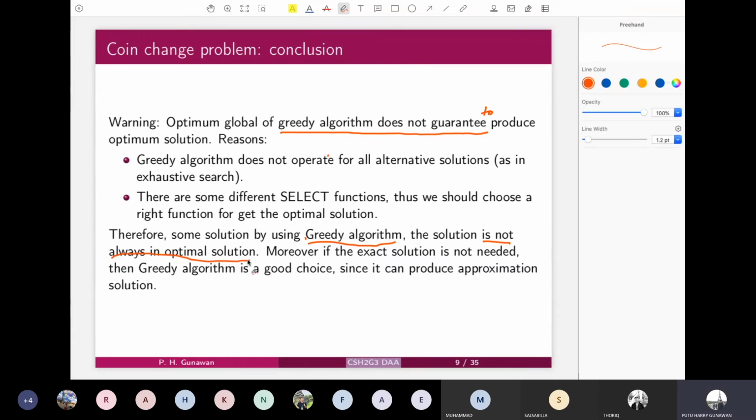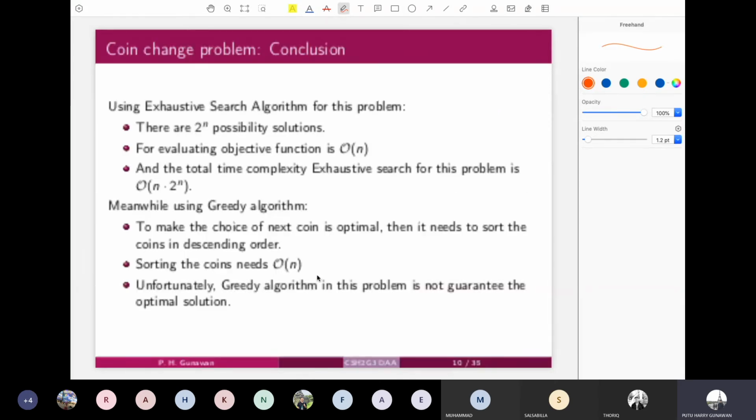But if the exact solution is not needed, then the greedy algorithm is a good choice, since we don't care about the exact solution, for instance the previous example where 7 is 4 plus 3. So you can use this one.